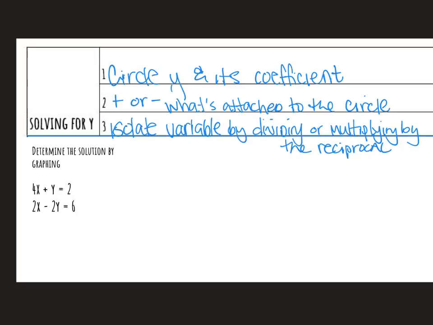So yeah, get the y by itself, circle it, subtract, divide. 9 times out of 10, it's going to be dividing. So let's try this out. We've got a system here. We need to graph it. Before we can graph it, we need to solve for y. So we're going to take the first equation, the 4x plus y equals 2.